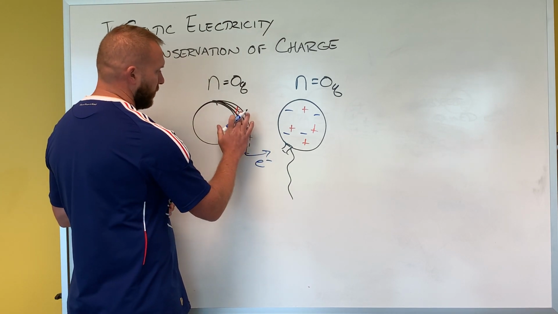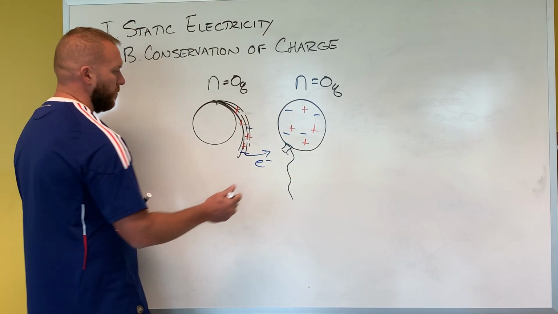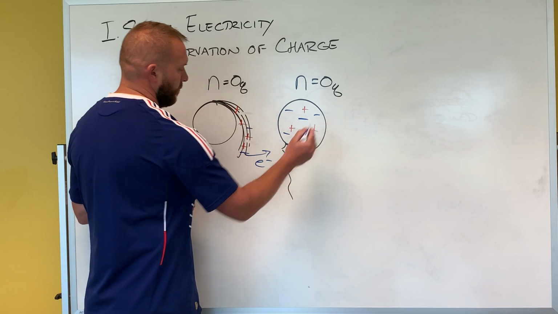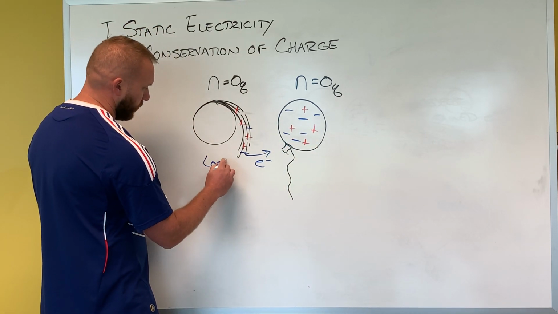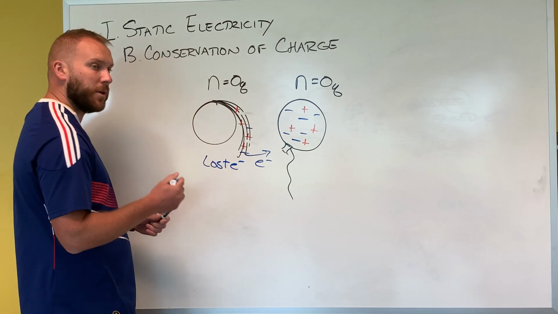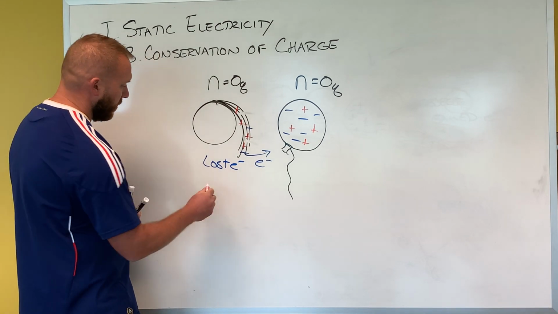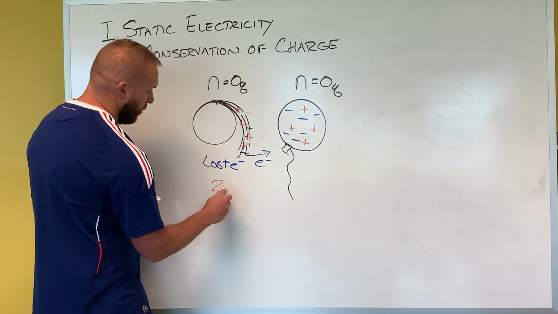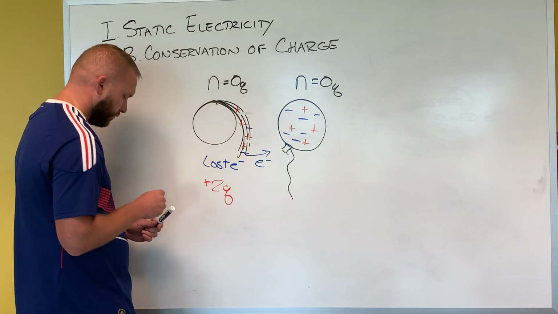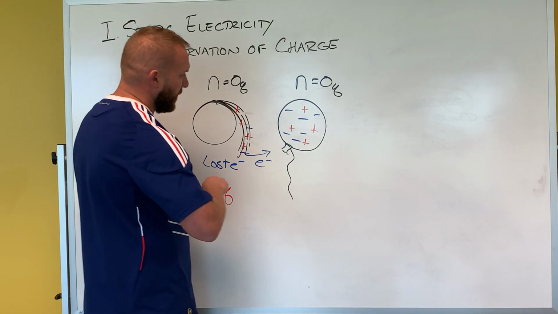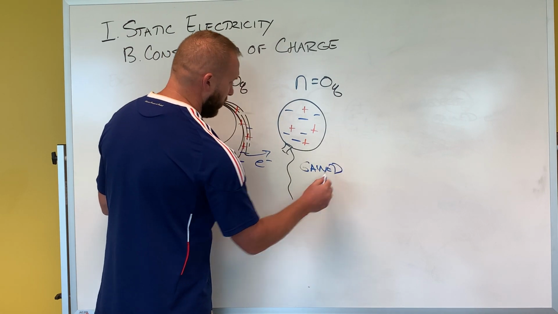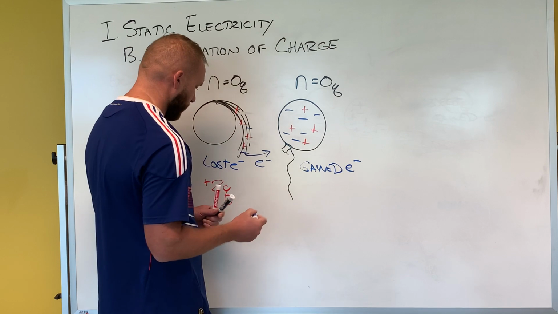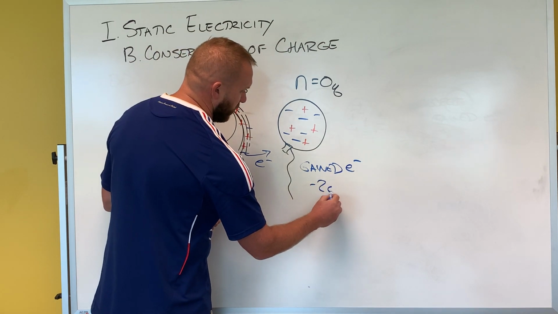And so we'll just take away maybe half of those, so 2 electrons moved over here. And what does that mean? This one lost electrons, meaning it now becomes positive, and it's now 2 positive. Where this one gained electrons, again, it's the electrons that move, not the protons, and this now becomes negative 2q.